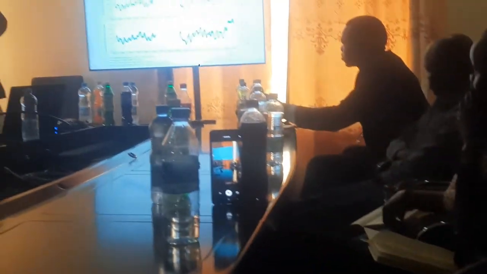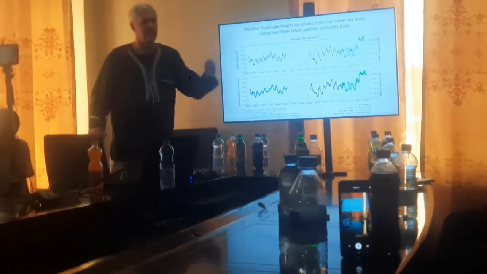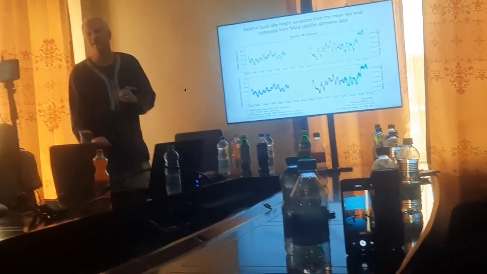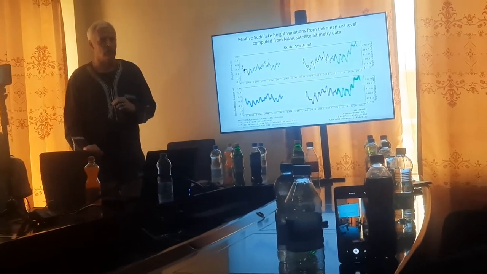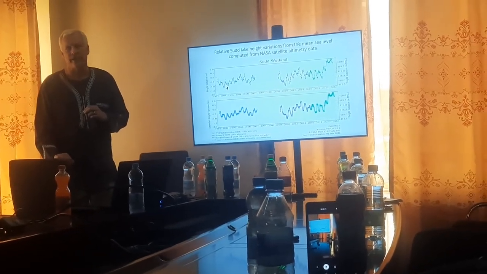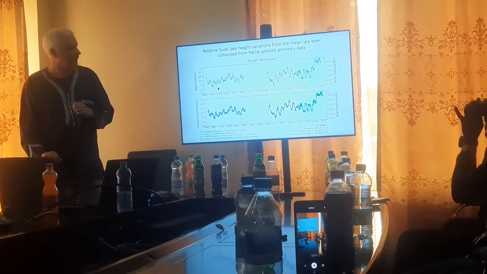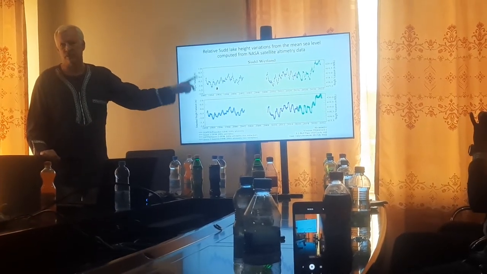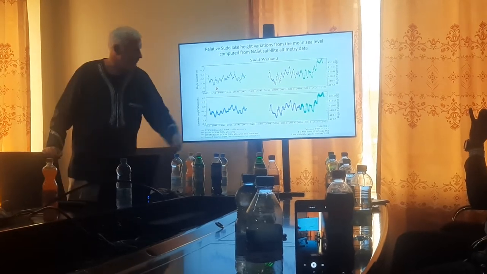This is one of my favorite slides. This comes from NASA. What this is, is altimetry data from the satellite. What it measures is lake heights, or if you will, open water body heights. Okay? And so this is the raw data, and this is smooth data. But you see it's basically the same trend. There's a gap in the middle.